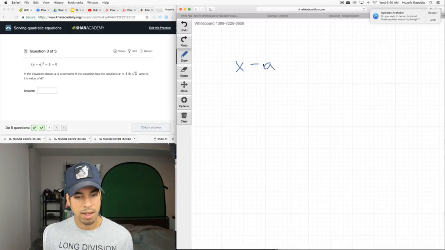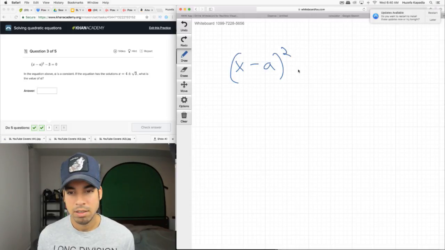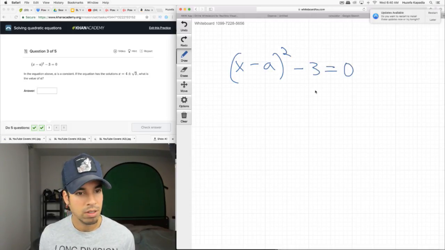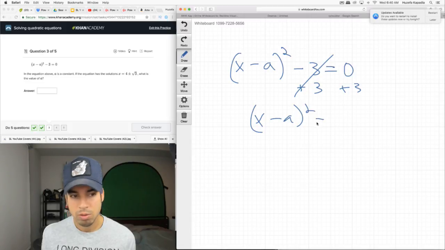(x minus a) squared minus 3 equals 0. Let's solve it the same way. I'm going to add 3 to both sides. And actually, this isn't going to give us a perfect square root, but that's okay. It's still going to work. (x minus a) squared equals 3.